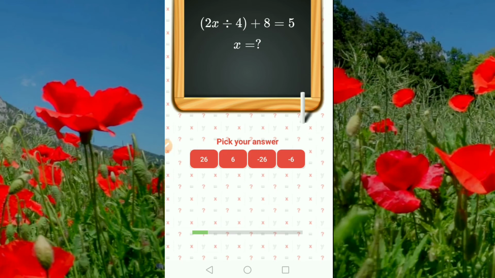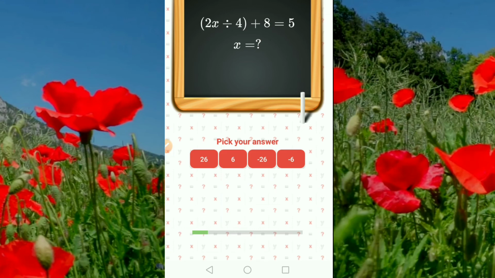2x divided by 4 plus 8 equals 5. So 2x divided by 4 plus 8 equals 5. x equals, so find the x. So step 1, we remove the 8 from the left by subtracting 8 from both sides.